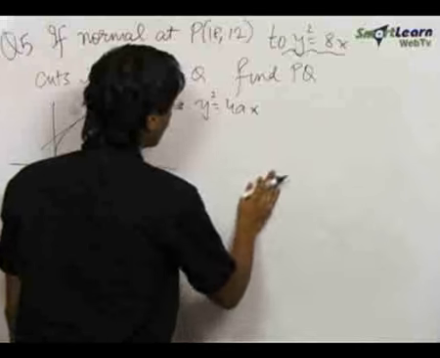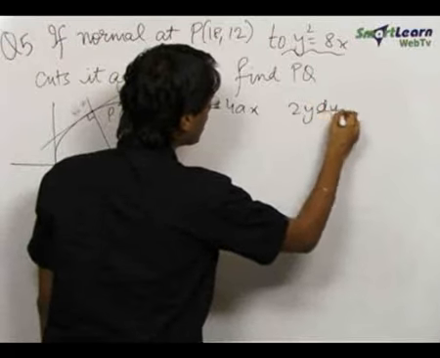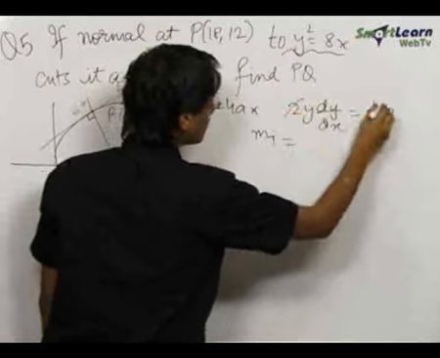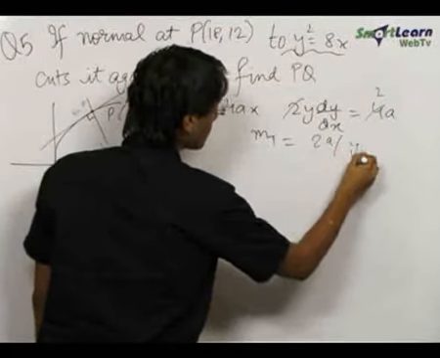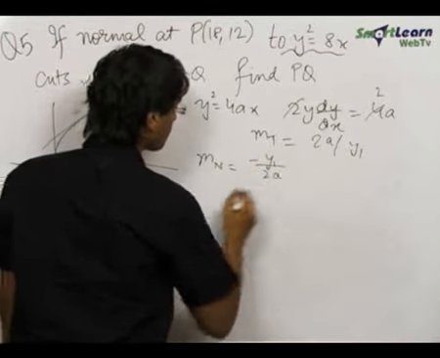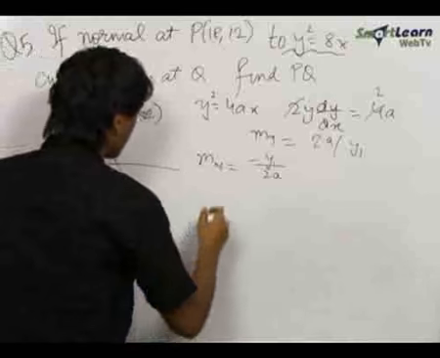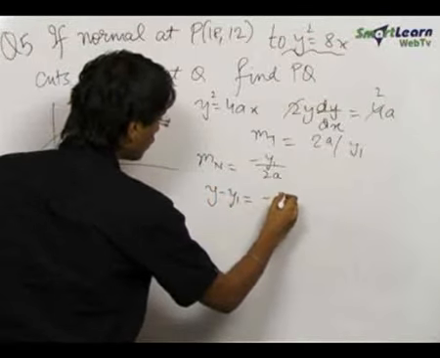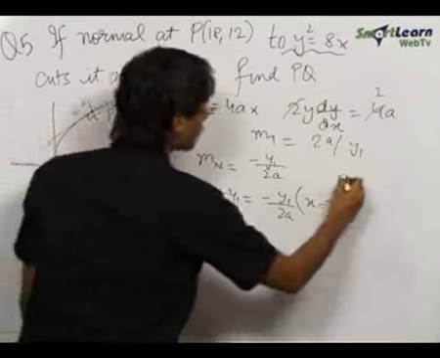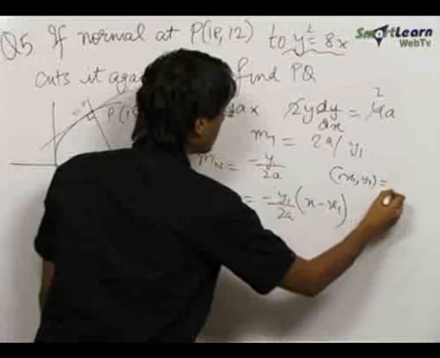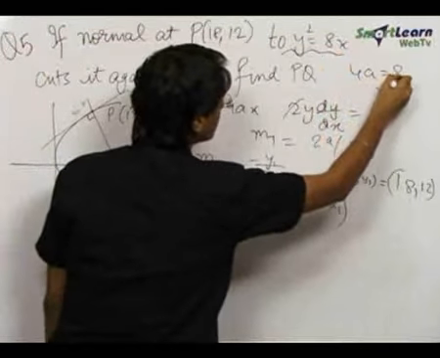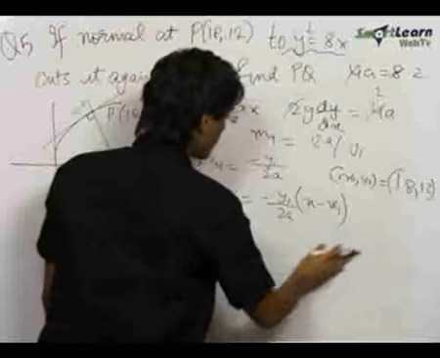The slope of tangent can be found by differentiating this equation: 2y dy/dx = 4a, hence the slope of tangent is 2a/y1, and hence the slope of normal becomes −y1/2a. The equation of normal can be written as y − y1 = (−y1/2a)(x − x1). Here (x1, y1) is the point P, which is (18, 12), and we have 4a = 8, hence a = 2.